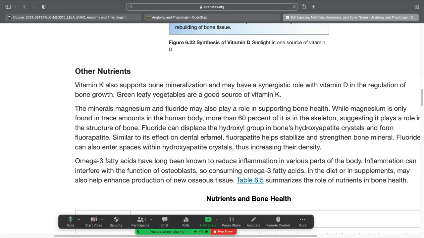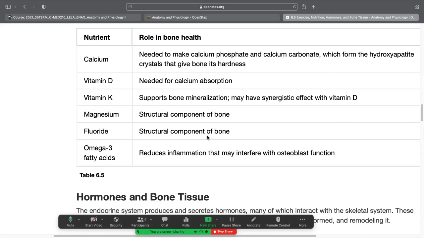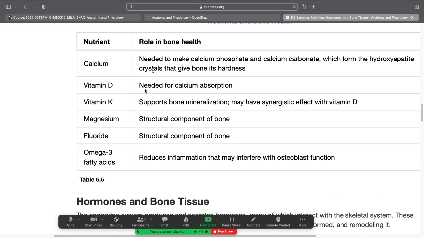Other nutrients that are in there, vitamin K, which is really big on blood clotting, okay? Look at this. They have a nice little thing. So remember, magnesium, structural component of bone, also calcium as well. You have your also phosphates as well, right?